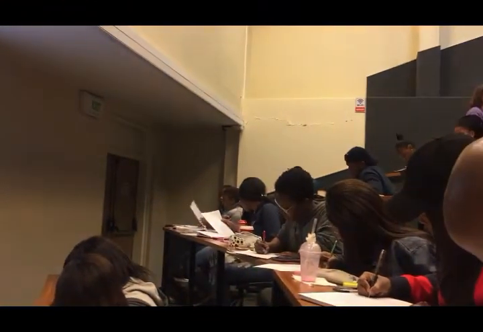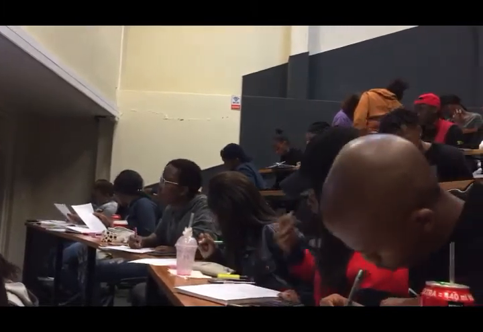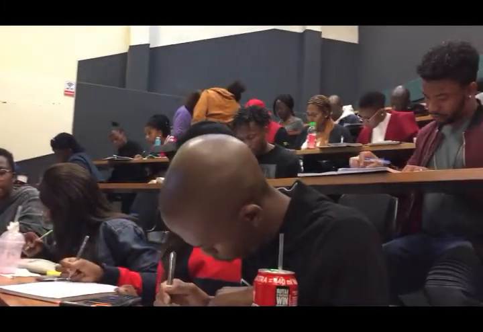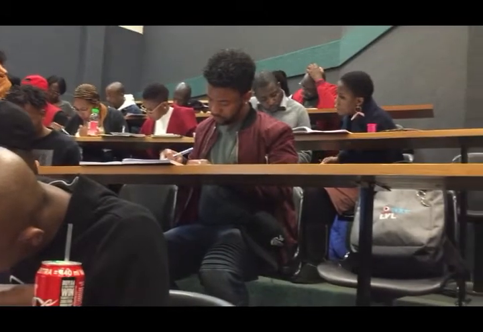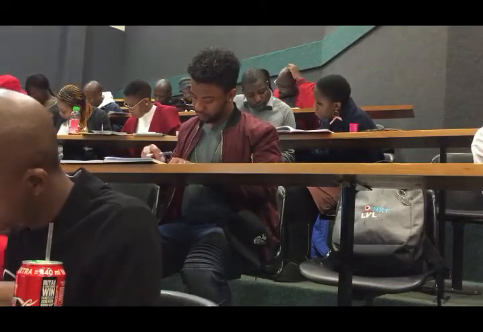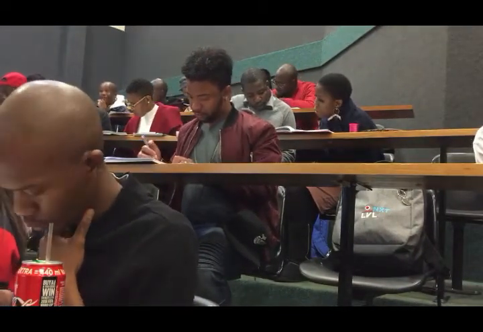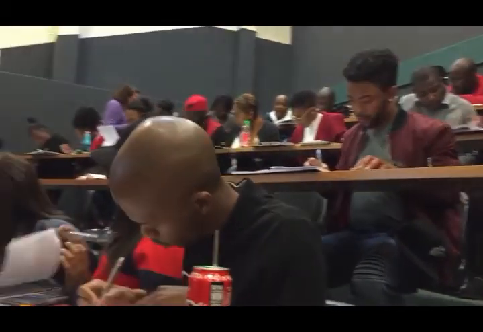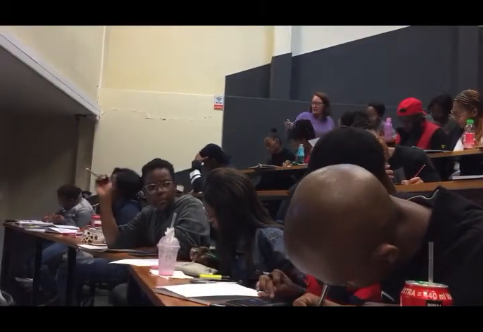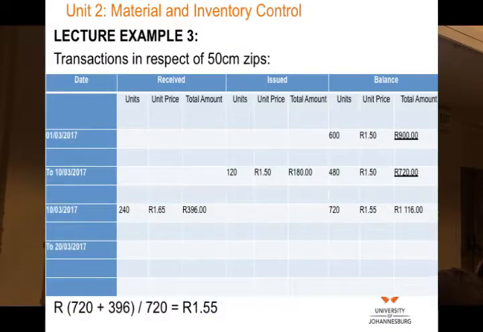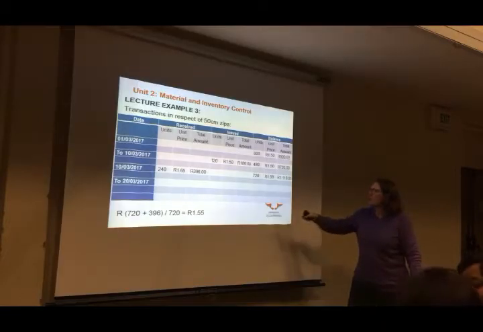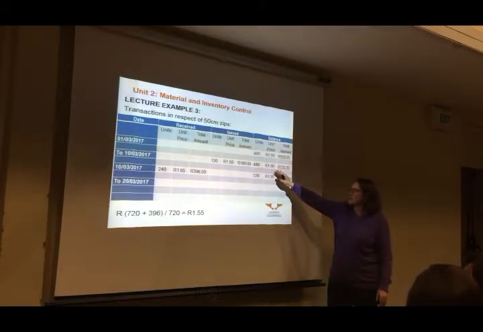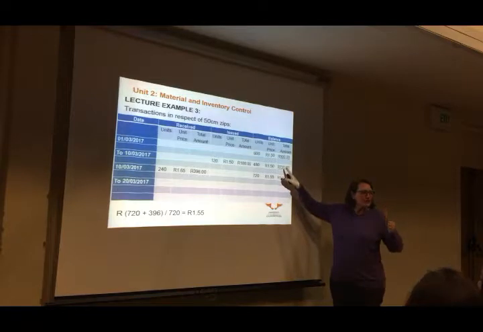So the thing is, it's the balance. But then now, at what price? And look at that, the total cost of it. So here we had 600 at 1.50. We issued 120 to production, which means we had 480 left at 1.50, which gave us 720 rand.